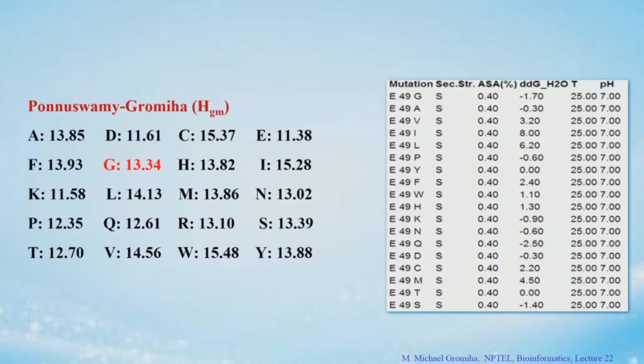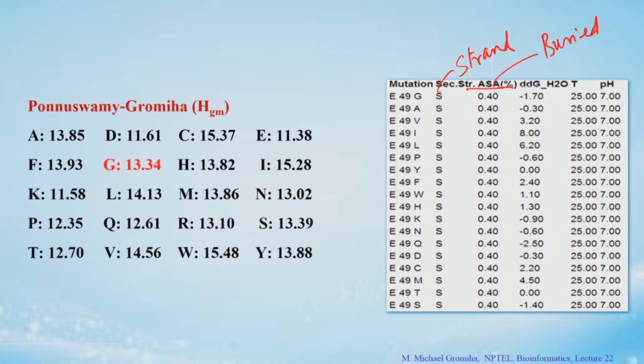So, I show another example. Here, glutamic acid at position 49 is mutated to different residues. What is the secondary structure for this mutant? Strand. Okay, this is strand. Where is it located? Buried or exposed? We have the ASA, so it is 0.4, that is less than 1. If you take the less-than-5 cutoff, then this is buried, because this value varies from 0 to 100. So, 0.4 is less than 1. We can take this as the buried one.